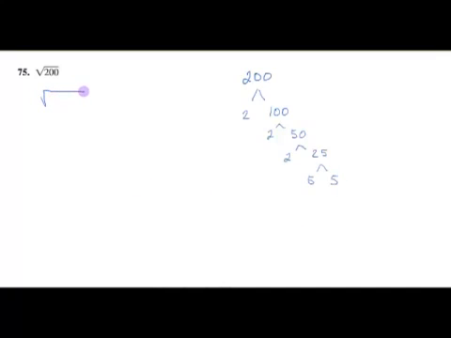Simplifying the square root of 200. First, we want to break up 200 into its prime factors. It's 2 times 100. 100 is 2 times 50. 50 is 2 times 25. 25 is 5 times 5. So, square root of 200 is the square root of 2 cubed 5 squared.